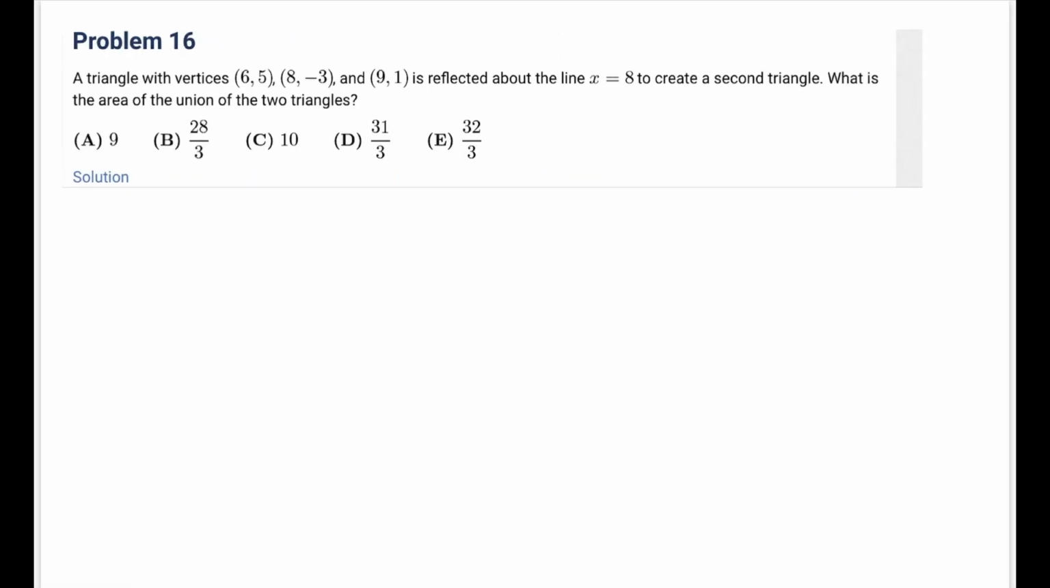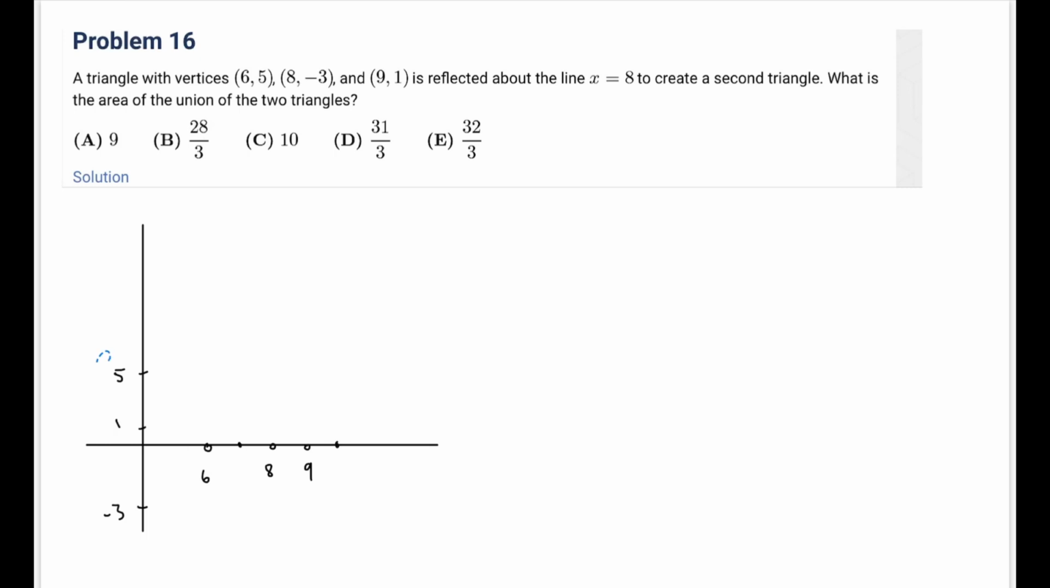Number 16, a triangle with vertices (6, 5), (8, -3), and (9, 1) is reflected about the line x equals 8 to create a second triangle. What is the area of the union of the two triangles? Okay, so let's draw the coordinates. We won't need that many coordinates, but we'll just have an approximation. 6, 7, 8, 9, 10. This is 6, 8, this is 9. 6, 5, so let's say that this is 5, this is -3, and this is 1.